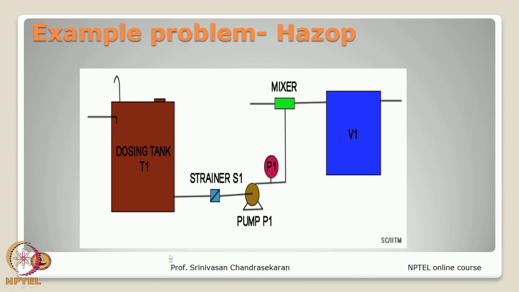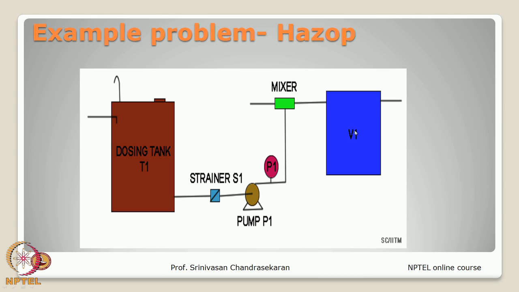There are two reasons for putting a strainer S1 here. If these objects get passed through the pump, then the working of the pump may be affected. Therefore, to safeguard the efficient working of the pump, we also put a strainer S1. So, the strainer S1 prevents large physical bodies moving through the line which takes the liquid from the dosing tank T1 to the pump P1. Once the pump P1 is passed, it pumps out the liquid from dosing tank T1 to the tank V1.